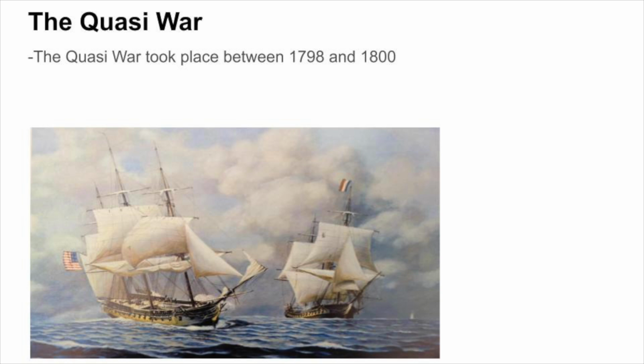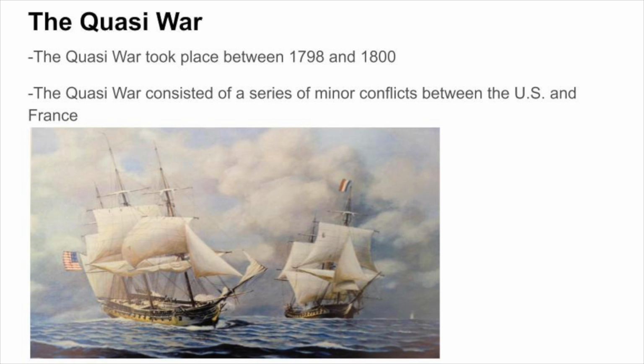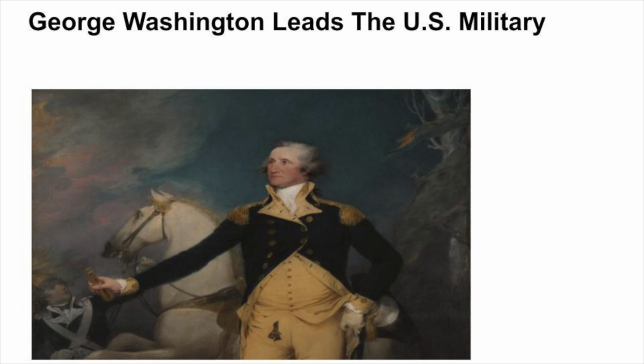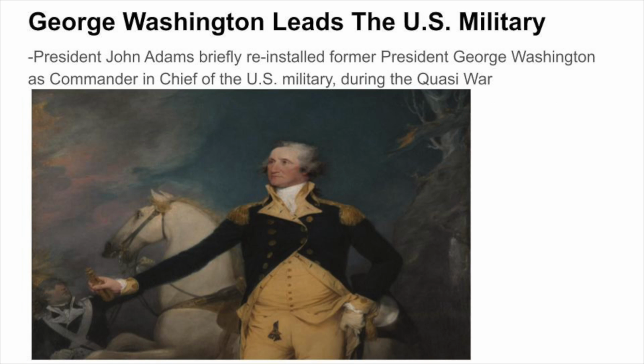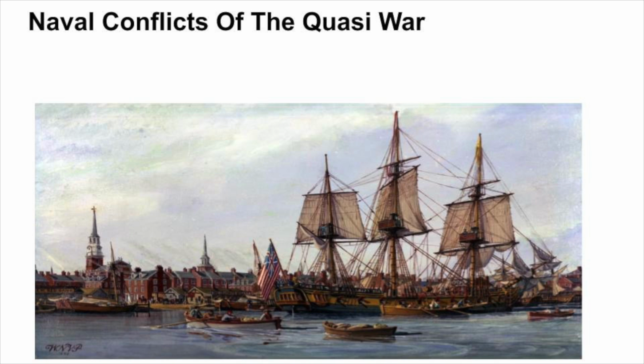So the Quasi-War took place between 1798 and 1800. It consisted of a series of minor conflicts between the U.S. and France. During these conflicts, President John Adams briefly reinstalled former President George Washington as Commander-in-Chief of the U.S. military. The naval conflicts in the Quasi-War took place predominantly in the Atlantic and Caribbean Oceans.